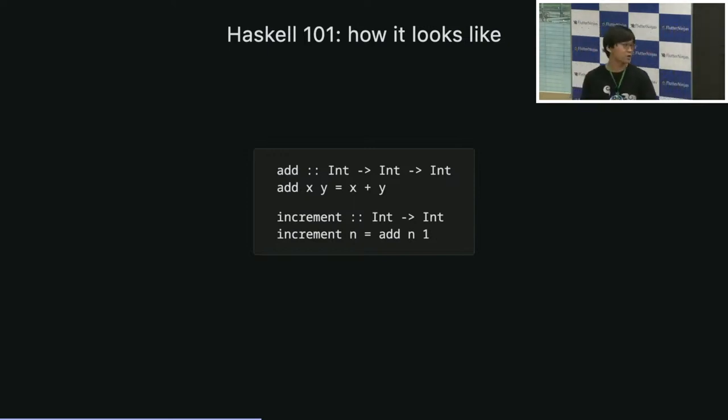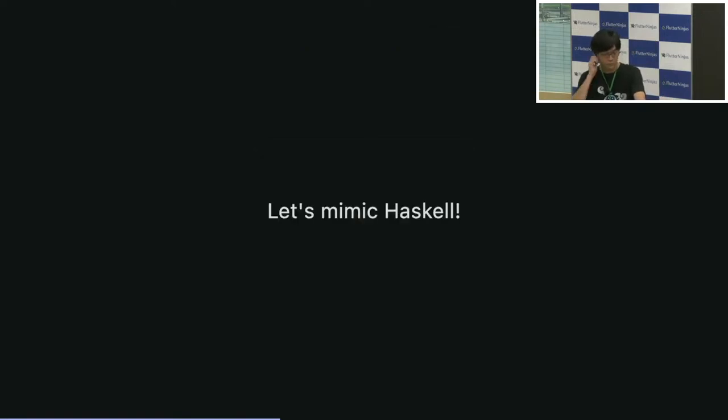But don't worry, it's not very important to understand how we implement Haskell code. The point is to borrow the ideas of Haskell into the Flutter code. So the implementation itself is not very important. So let's start mimicking Haskell.